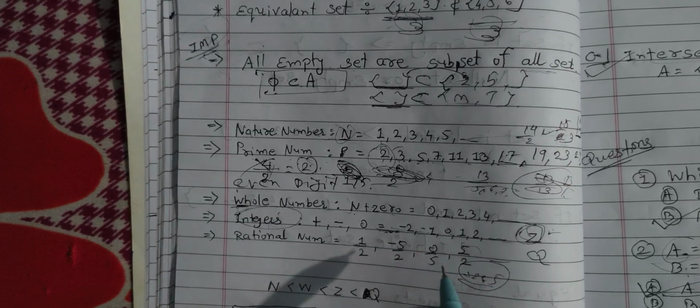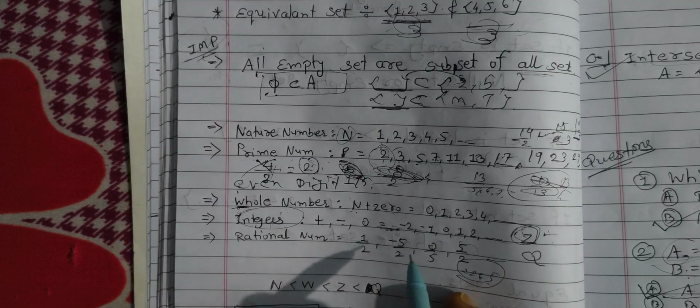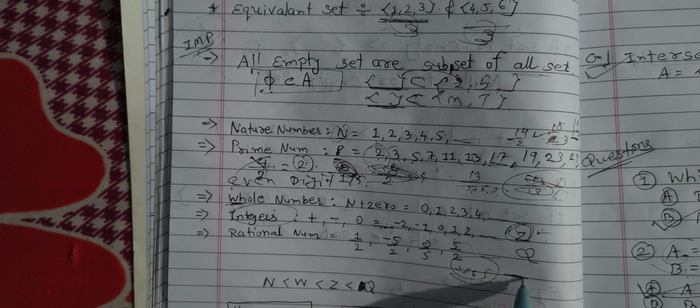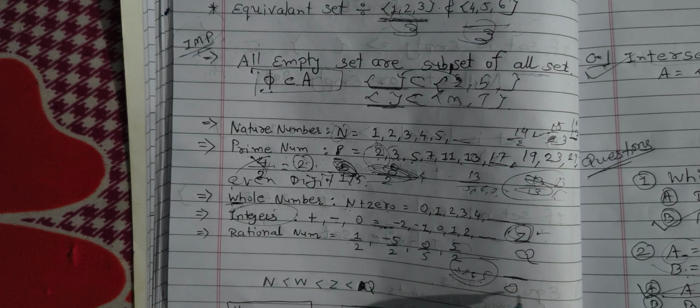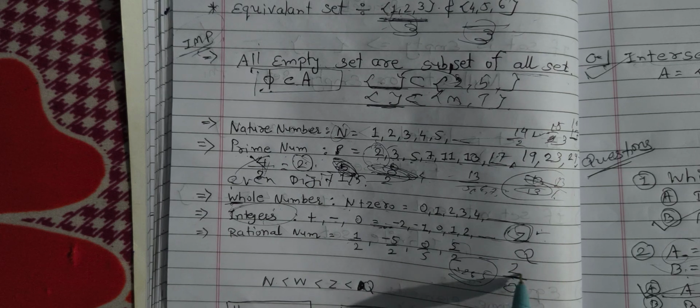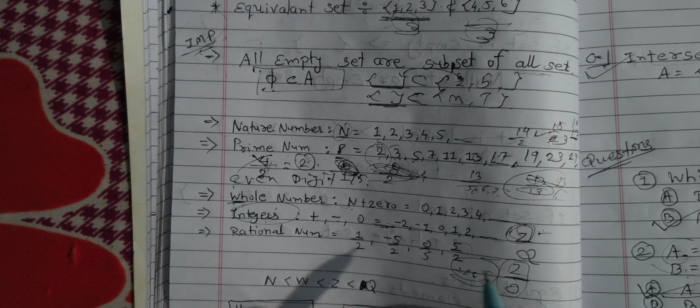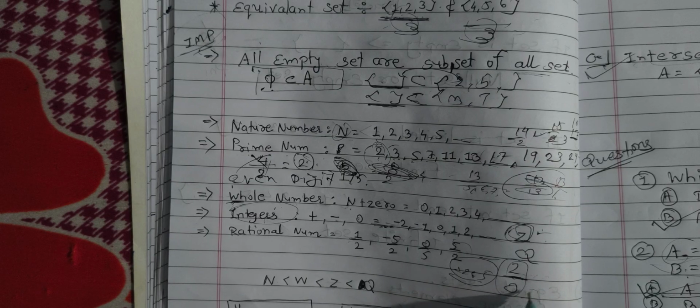But there is one condition here as well: the denominator should never be 0. It cannot be 0, because if it becomes 0, then it is not mathematically possible to give an answer. So this should not happen, the denominator should not be 0.